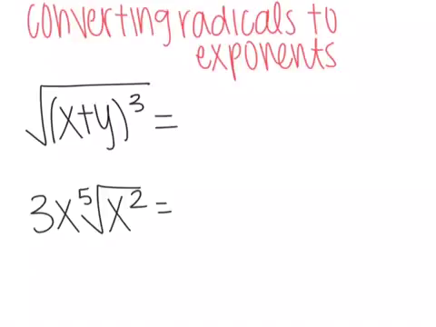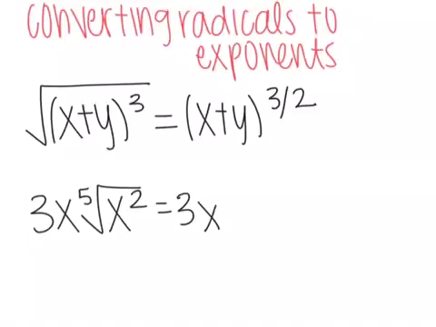Now we have converting radicals to exponents. So the square root of x plus y cubed is the same thing as x plus y to the 3/2 power. And if we have 3x times the 5th root of x squared, that will be 3x times x to the power of 2/5, which is equal to 3x to the 7/5.